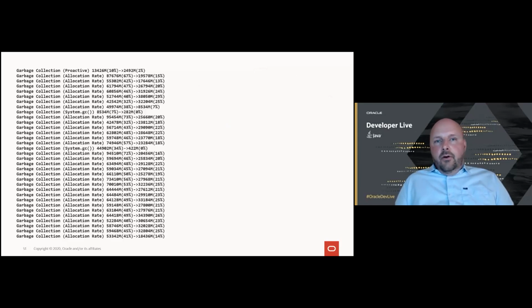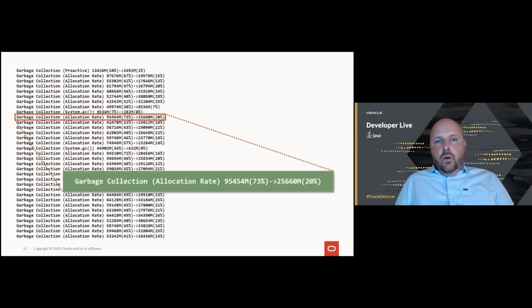This is an example of what basic logging looks like. So one line of output per GC cycle. Again, very high level information. Here you can see why the GC started, and what the heap usage looked like before and after the GC cycle.